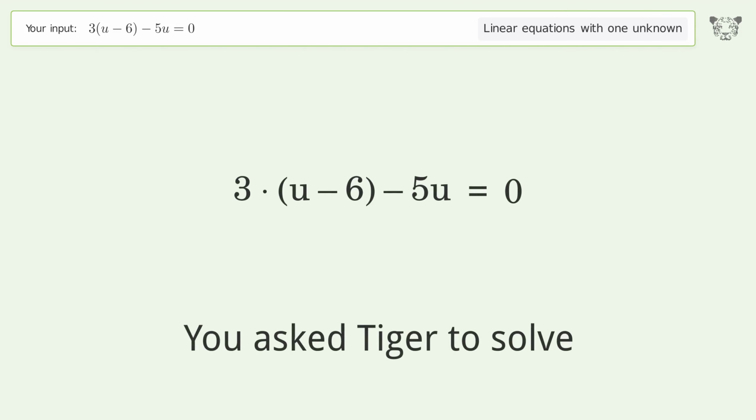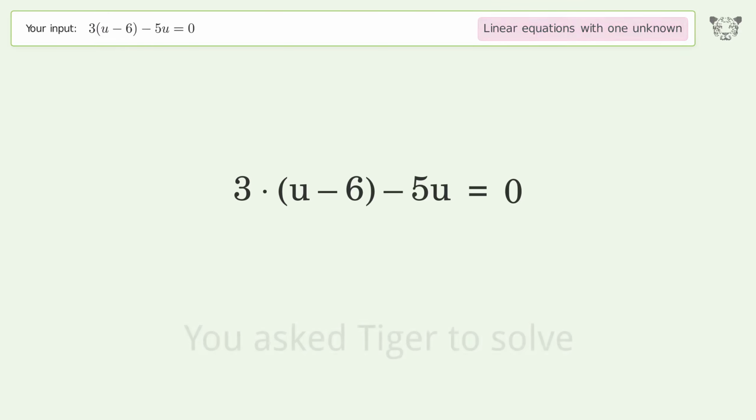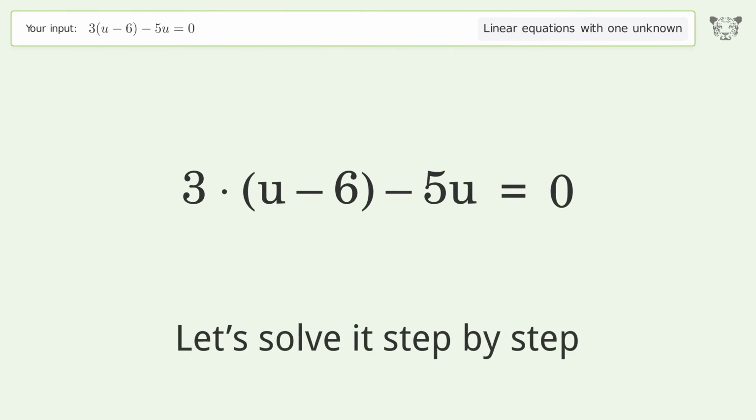You ask Tiger to solve. This deals with linear equations with one unknown. The final result is u equals -9. Let's solve it step by step.